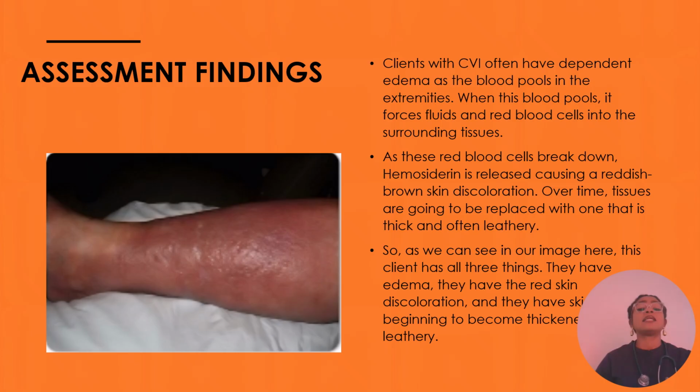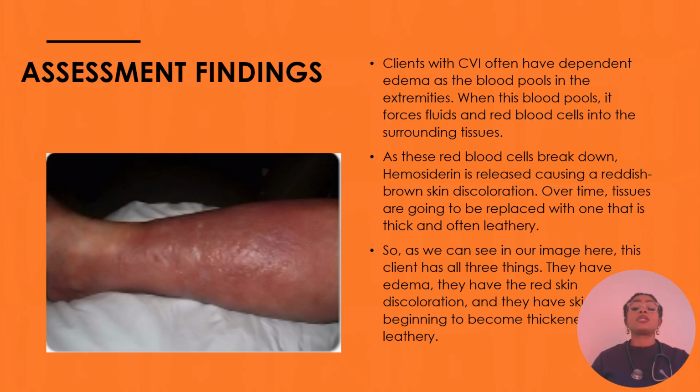Now we're going to look at the assessment findings. Clients with CVI often have dependent edema. As the blood pools in the extremity, it forces fluids and red blood cells into the surrounding tissues. As these red blood cells break down, hemosiderin is released, causing a reddish-brown skin discoloration.